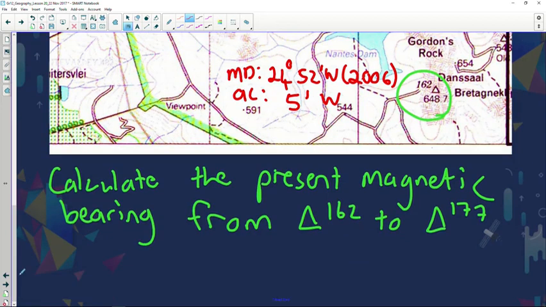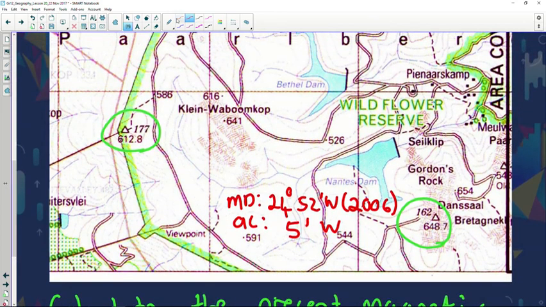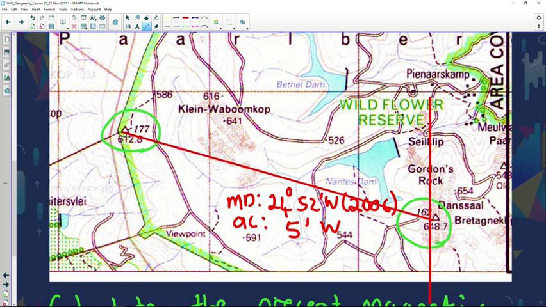First of all, what's the formula? Magnetic bearing equals true bearing plus magnetic declination. Now what do we need to do? We're going to need to determine the true bearing. And how do we do that? What's our first thing that we need to do? We draw a north-south line and a line from where and to.